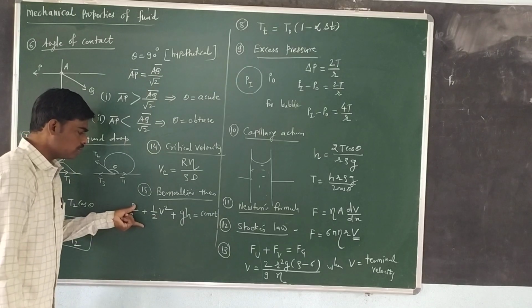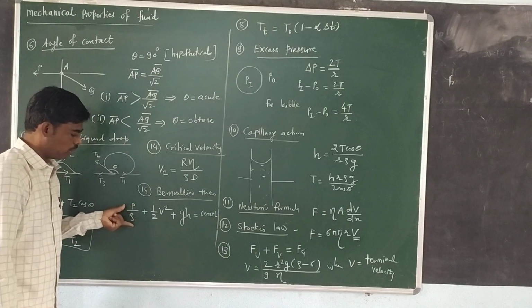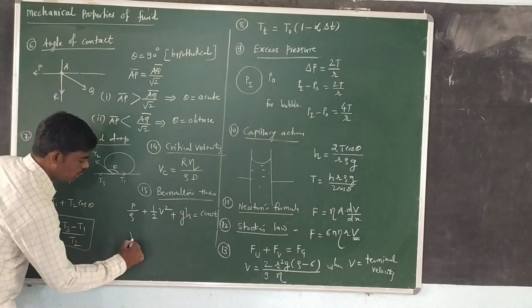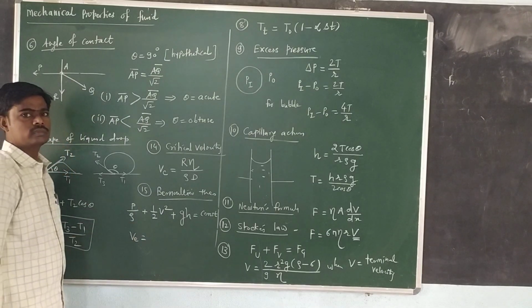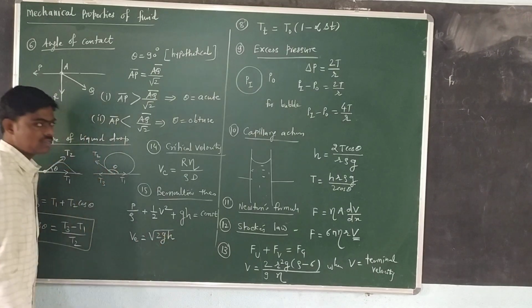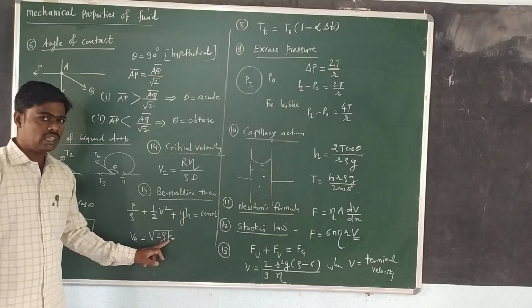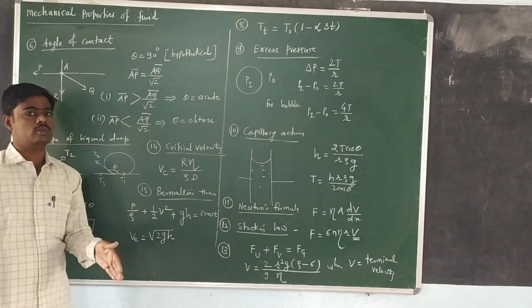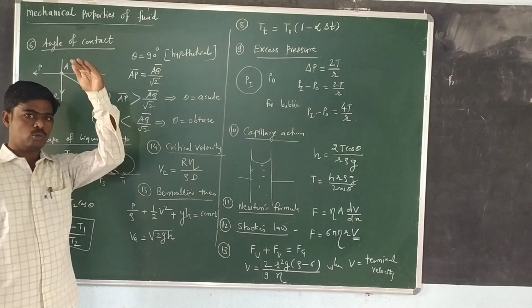From this Bernoulli's theorem, one more application is important, that is the velocity of efflux V. V is equal to under root 2gh, where h should be taken from the upper surface of the liquid and not from the bottom, from the top surface of the liquid.